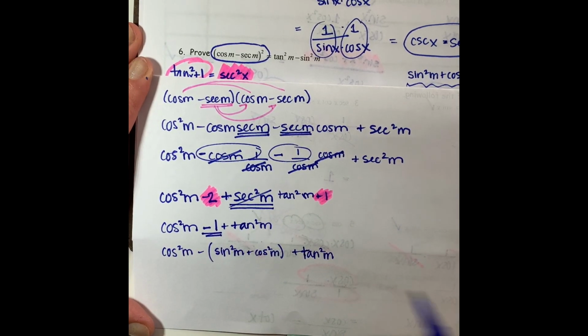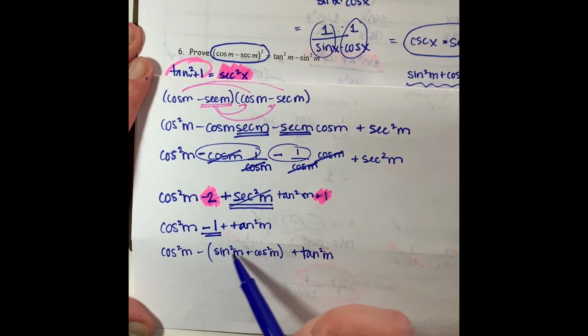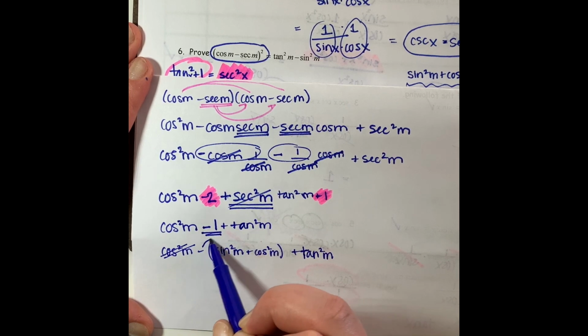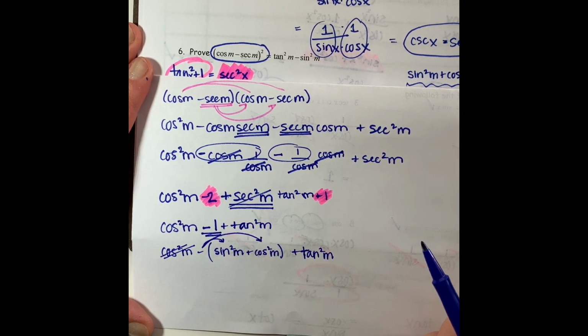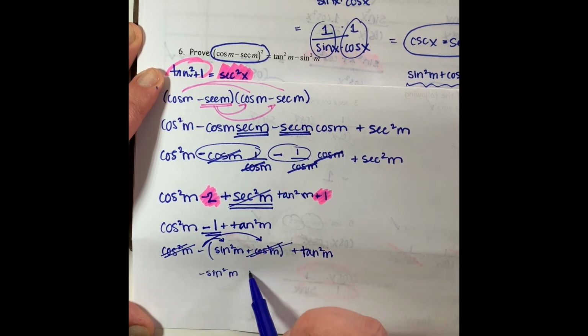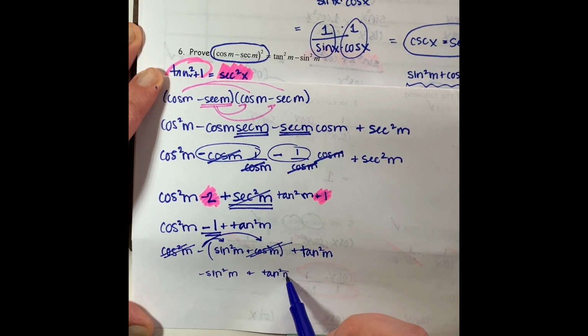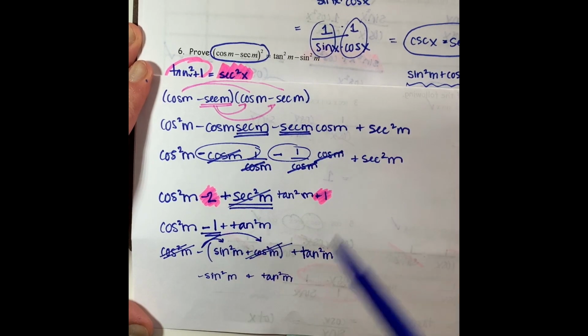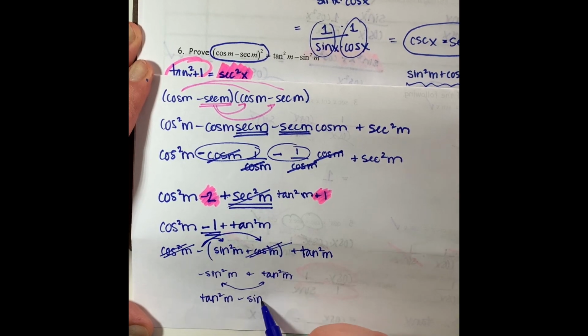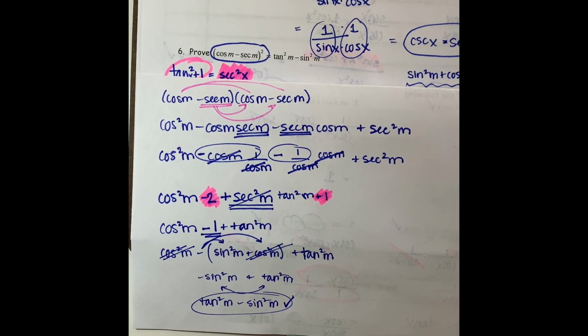And now hopefully you can see, now that I've replaced that 1 with a sine squared plus cosine squared and minus cosine squared, because remember that minus applies to both of those, is going to cancel that guy out. To where all I'm left with is negative sine squared m plus tan squared m. And notice that's the exact same thing as this. The only difference is that they reverse the order. So my last step, hopefully you wrote smaller than me, is tan squared m minus sine squared m, which is check, exactly what we wanted from the beginning. Okay?